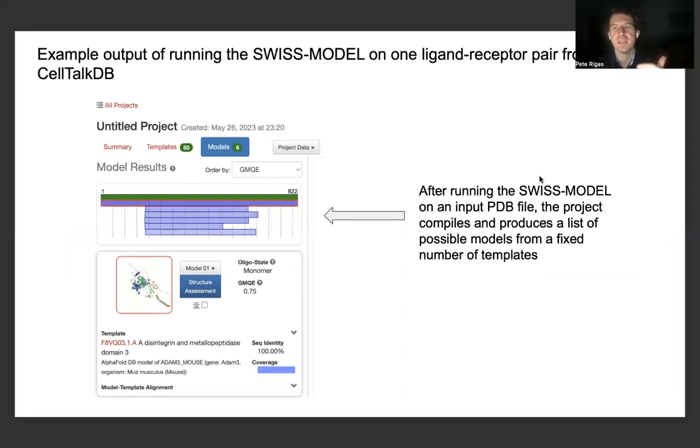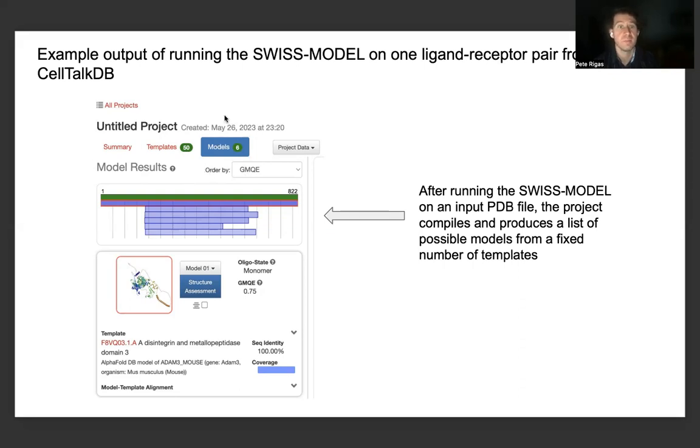So this is one example of running the output from the Swiss model on one ligand receptor pair from CellTalkDB, in which we provide, as we had mentioned, the full-length amino acid sequences, which we can get from the UniProt website that has information that's connected from the CellTalkDB website. And from this, what the Swiss model does to generate different types of homology models is that it generates a total list of templates from which it generates a total number of models.